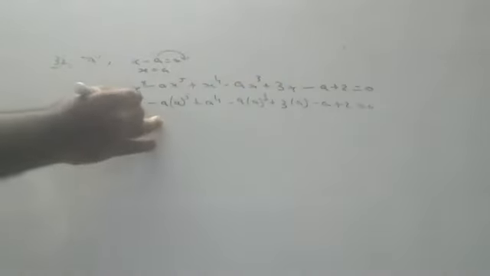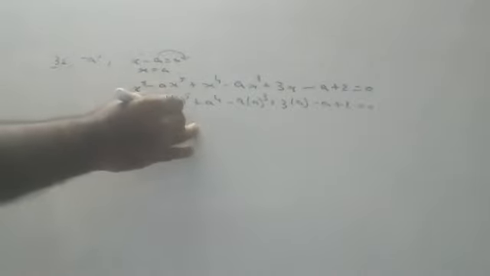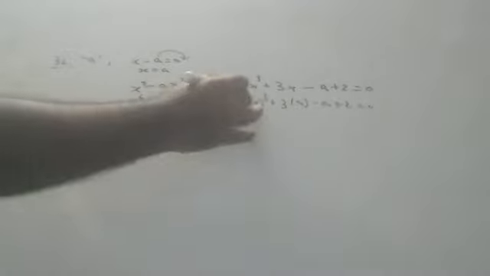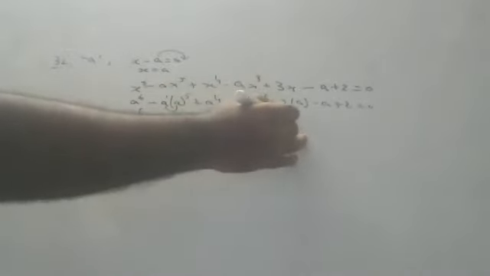Okay, children, this is a to the power of 6. a into a5: when bases are the same, powers can be added, so a to the power of 6. a4, a into a cube is also 1 plus 3, 4. Plus 3a minus a plus 2 is equal to 0.